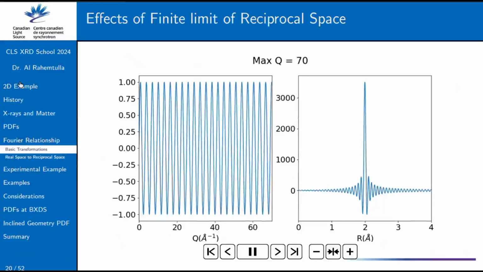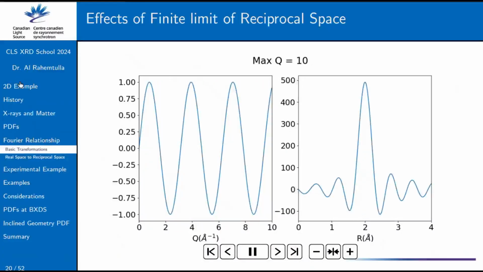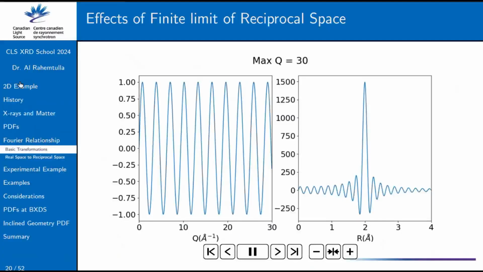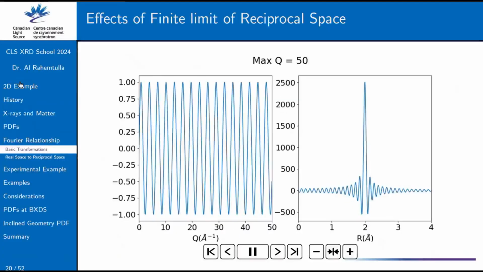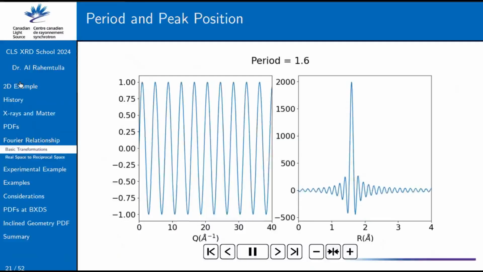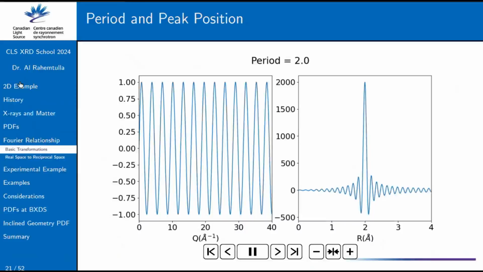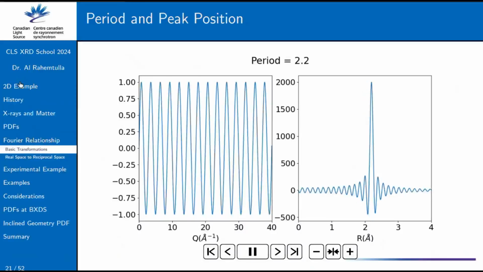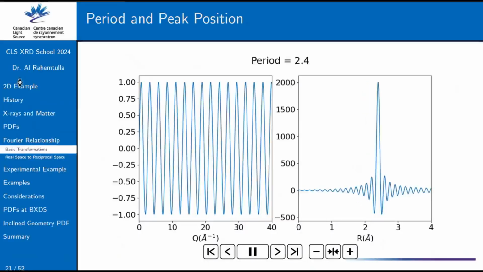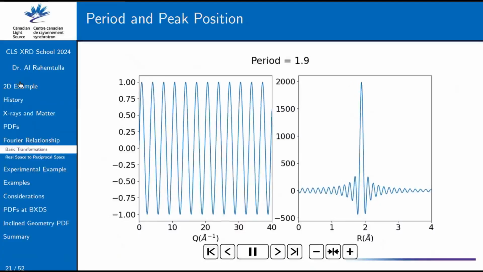So we can see as we go to higher and higher Q, these termination ripples get smaller and smaller. But because in this example it's a permanent, perfect sine wave, they never really go away. The other thing we can look at is the period of our oscillations. As I change the period of the sine, we're seeing a correlated peak shift in our Fourier transform.